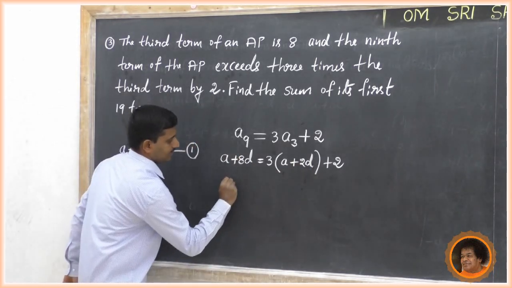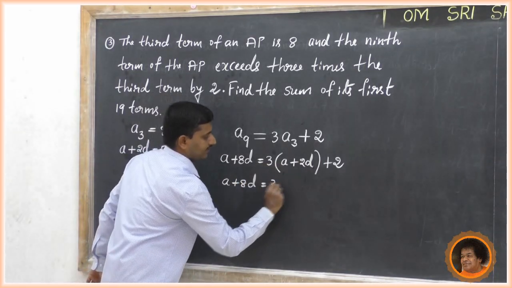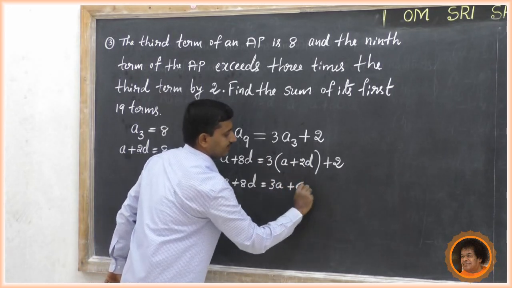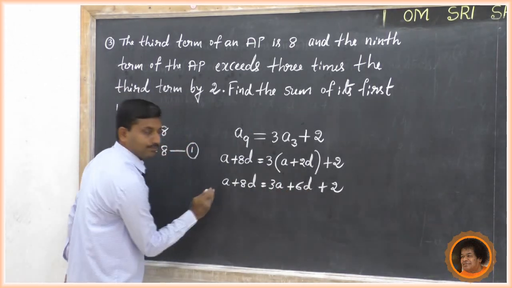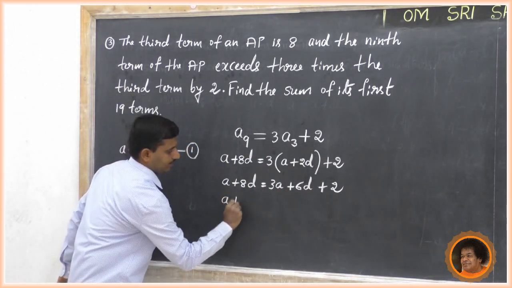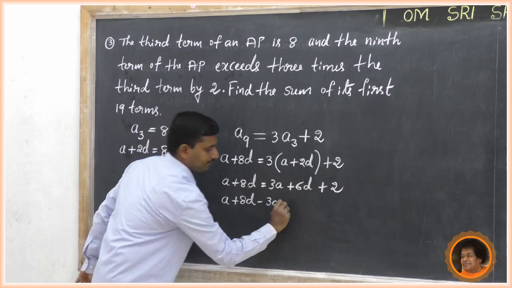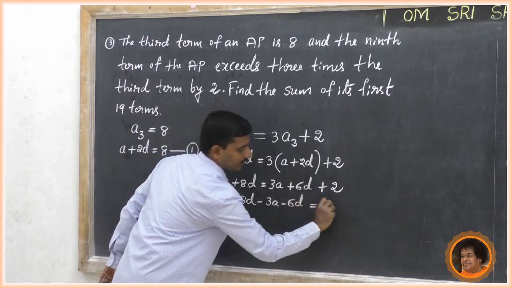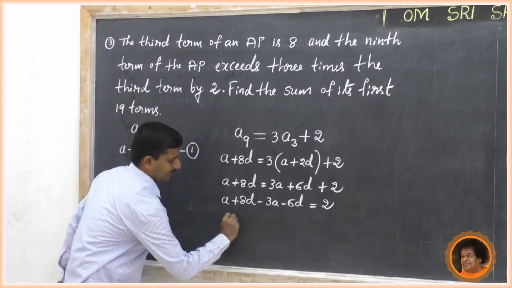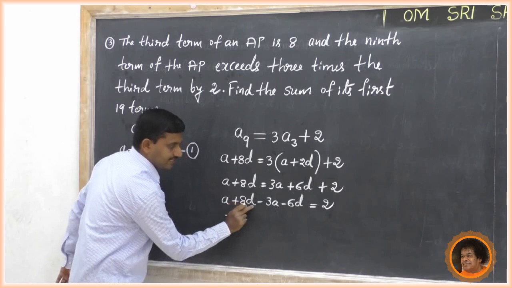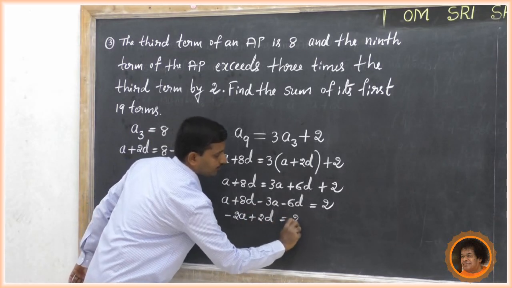One more method: a plus 8d equals, now multiply, 3 into a, 3a, plus 3 into 2, 6d, plus 2. Now transpose all the variable terms to the left hand side. A plus 8d plus 3a becomes minus 3a, plus 6d becomes minus 6d, equals 2. Now simplify. Plus a minus 3a is minus 2a, plus 8d minus 6d, answer plus 2d, equals 2.